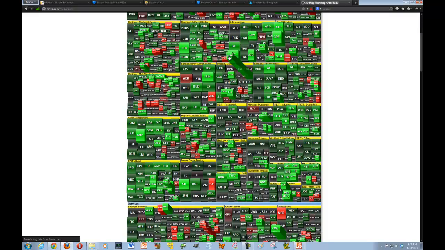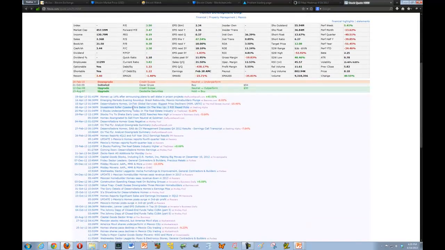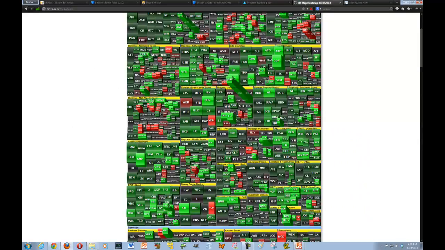So we looked at, and if you hover over a particular company, I guess you have to double-click them, you can actually look at the charts of that particular company. So this is up 40% today. And then they also tell you a huge amount of news and other interesting things. So FinViz is a really cool website.